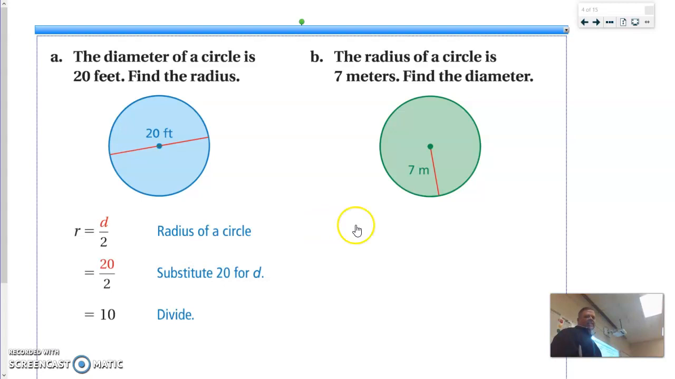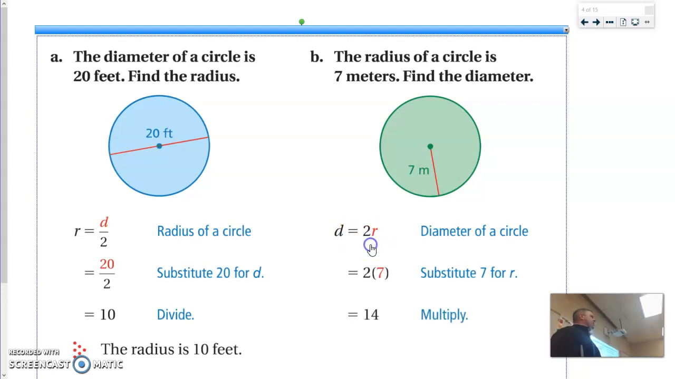Second one, if that is the radius, what is the diameter? Yes. 14. So you can see diameter equals 2 times the radius. So we're going to multiply 7 times 2. Our answer is 14 meters.